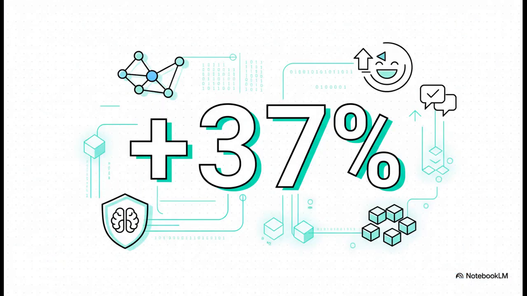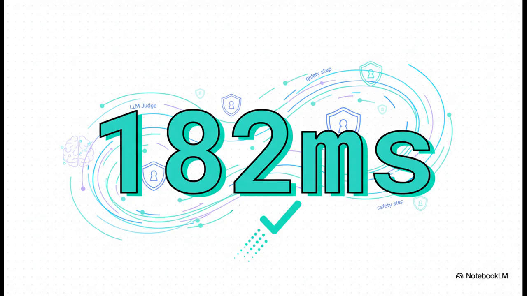And this has a direct impact on the people actually using your app. With more trustworthy answers, customer satisfaction scores jumped by 37%. That is a huge win for building trust. Now, I know what you're thinking. Doesn't this extra step slow everything down? But check this out. The P99 latency, meaning 99% of the time, this check added only 182 milliseconds. That is a tiny price to pay for this level of quality assurance.